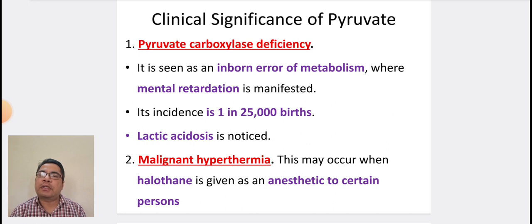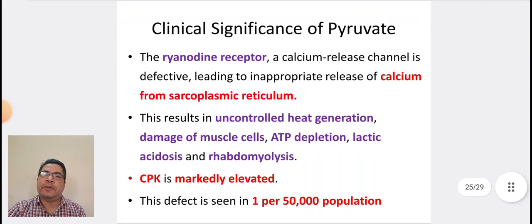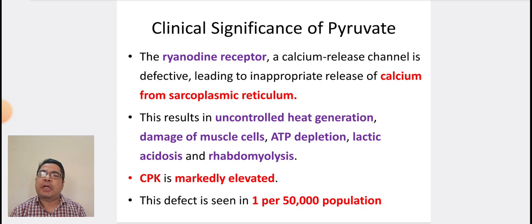Second point is malignant hyperthermia. This may occur when halothane is given as an anesthetic to certain persons. The ryanodine receptor, a calcium release channel, is defective, leading to inappropriate release of calcium from sarcoplasmic reticulum. This results in uncontrolled heat generation, damage of muscle cells, ATP depletion, lactic acidosis, and rhabdomyolysis. CPK, that is creatine phosphokinase, is markedly elevated. This defect is seen in 1 per 50,000 population.